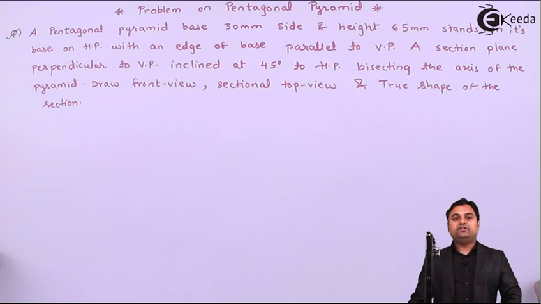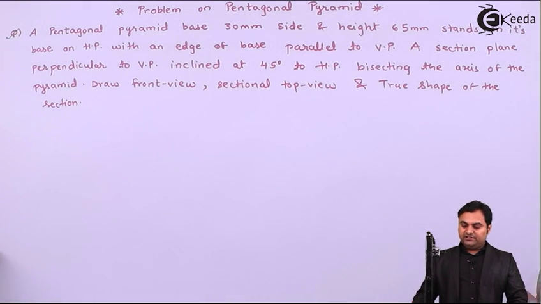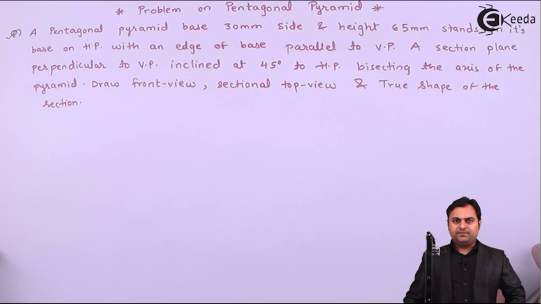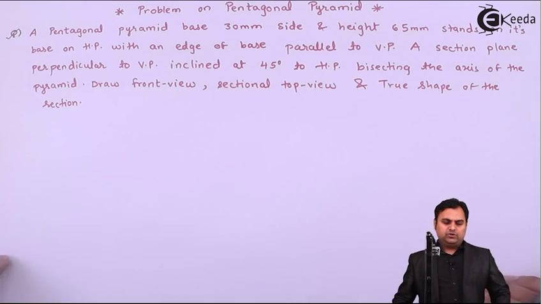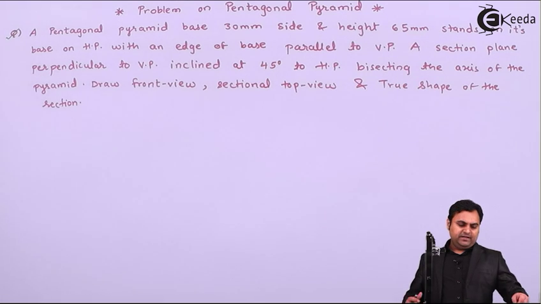So this is the question in front of us. Whatever the conditions are there, I'll explain it step by step. First, by reading it we understood the type of solid. So I'll draw the diagram of a pentagonal pyramid and then we will move further in this problem.